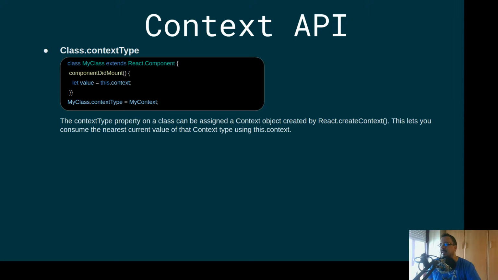Context type is just a class property. As you can see here, like .contextType, that lets you access context inside the class with this.context. It's just a helper, a utils function, so a property that it's nice to know.